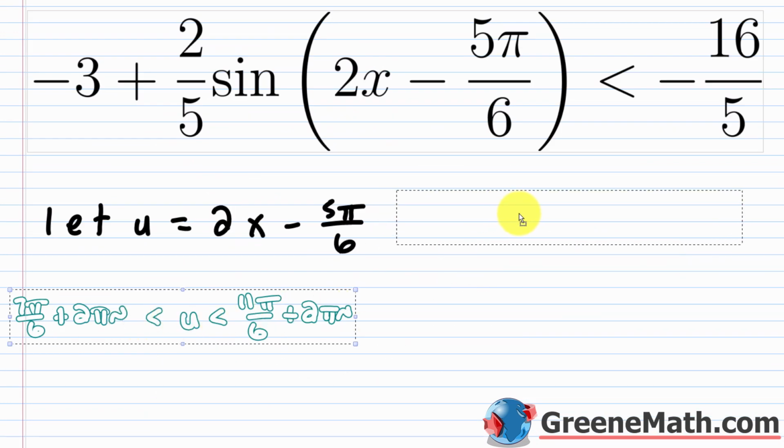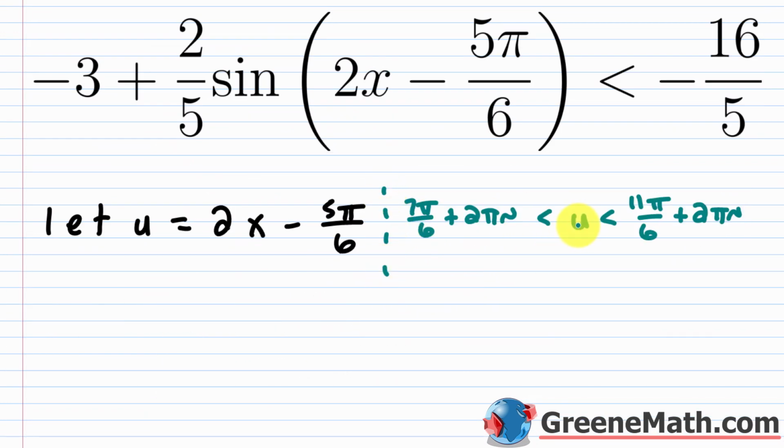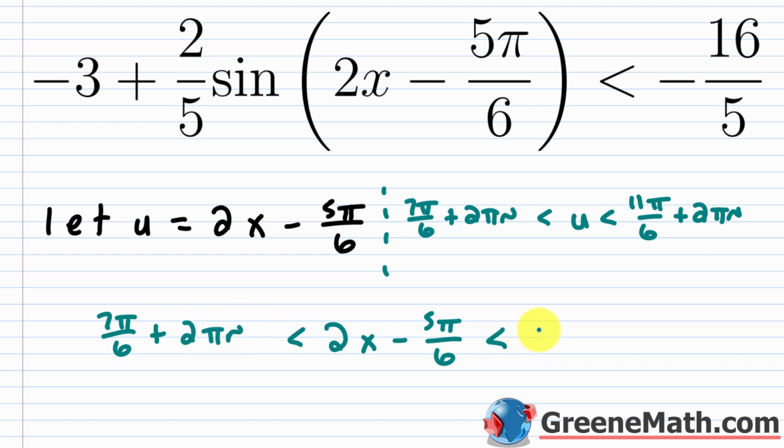And let's go ahead and paste this in here. So again, u is equal to this, so I'm just going to plug this in for u. We're going to say that we have 2x minus 5 pi over 6 is greater than 7 pi over 6 plus 2 pi n, and less than 11 pi over 6 plus 2 pi n.